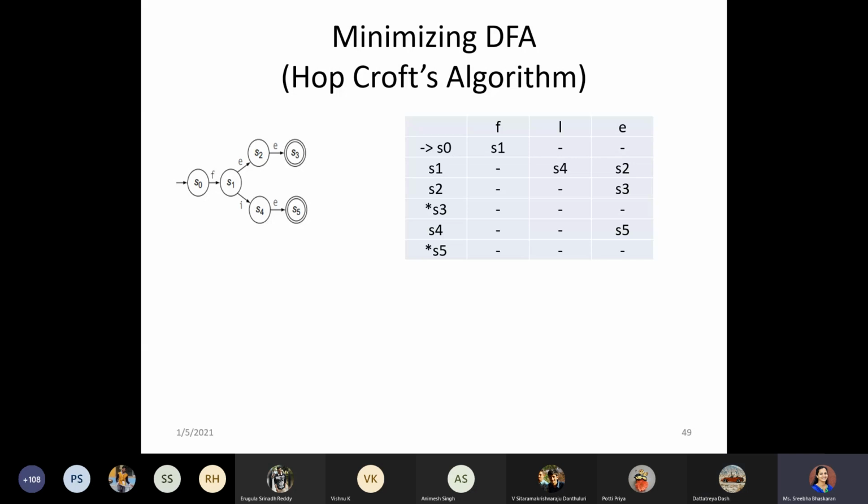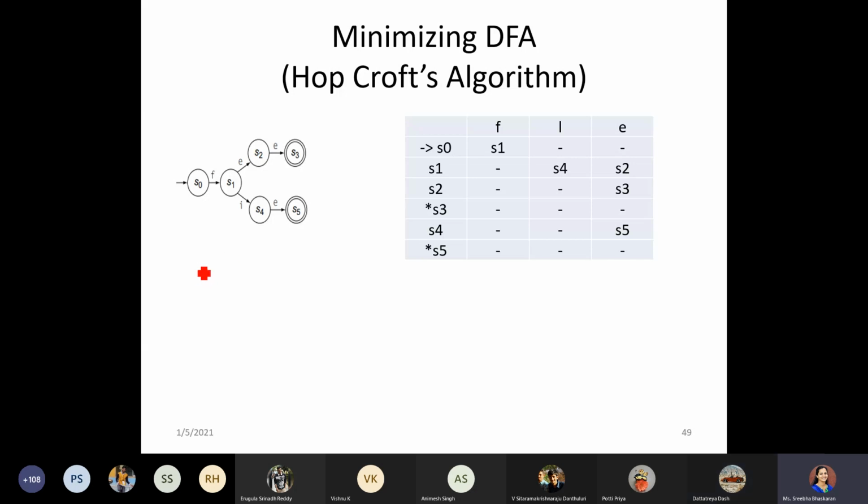From S3 and S5, we don't have any other transitions, so it will be blank. And S3 and S5 are considered the final states, so star, and the initial state has been pointed out. Okay, so now how do we start?